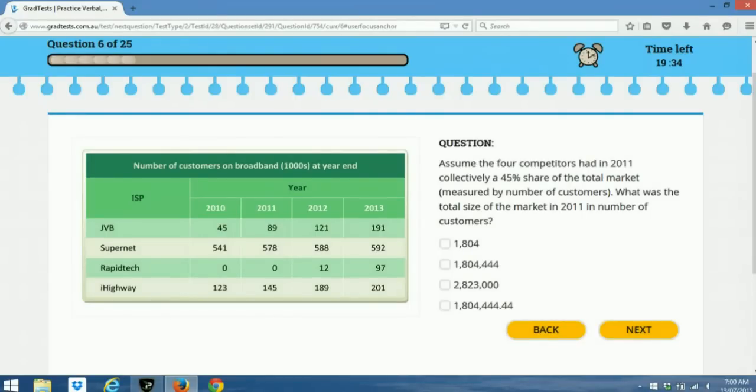So on the left you can see that there's a simple table, and it appears to be something to do with internet service providers and their market share. And you've got data over a series of years. You've then got a question on the right hand side which requires you to make a basic calculation, and you've got 4 options to choose from.